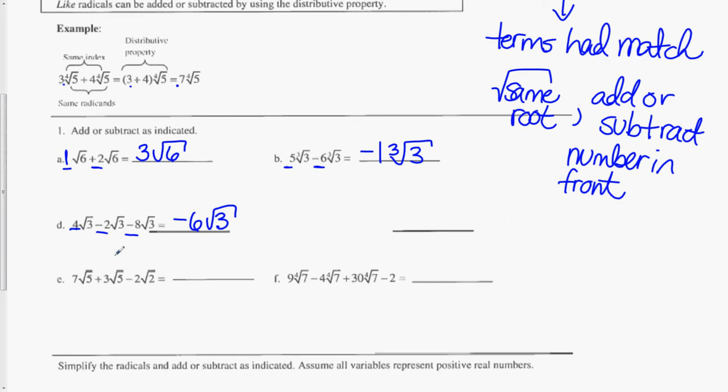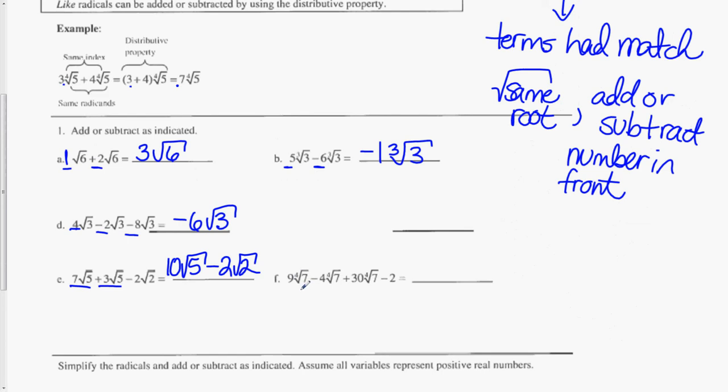Okay, in this next one, I have 2 of these that have square roots of 5 and 1 that has a square root of 2. I can only combine the ones that have the square root of 5 with them. The 2 square root of 2 is just going to get stuck onto the end. So 7 square root of 5 plus 3 square root of 5 would give me 10 square root of 5. And I can't combine the 2 square root of 2 with anything, so it just stays a minus 2 square root of 2.